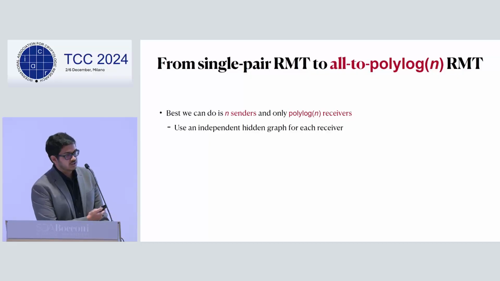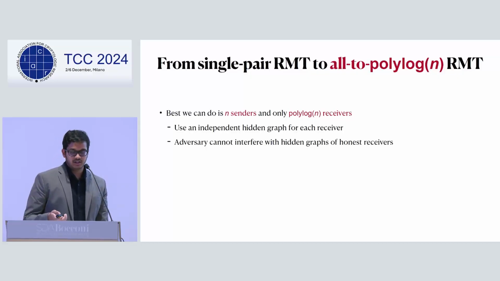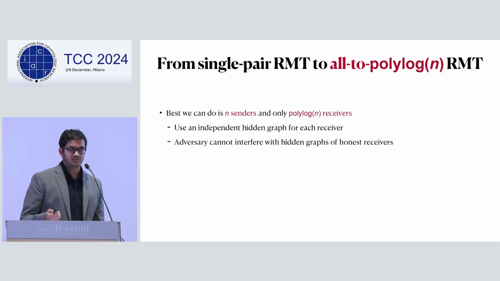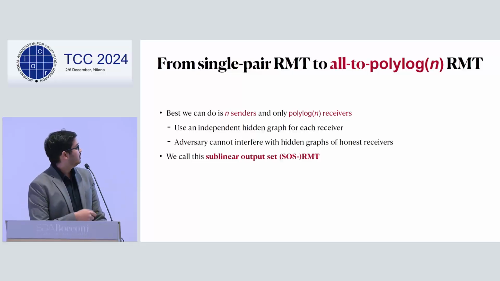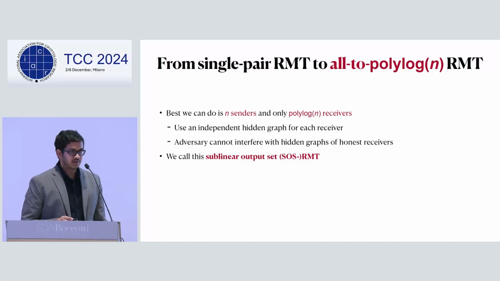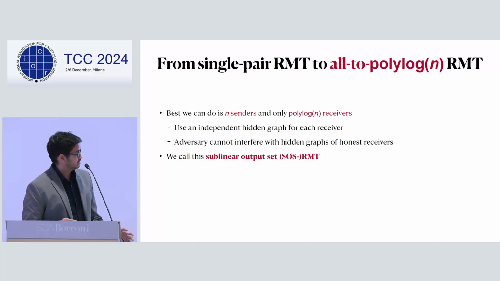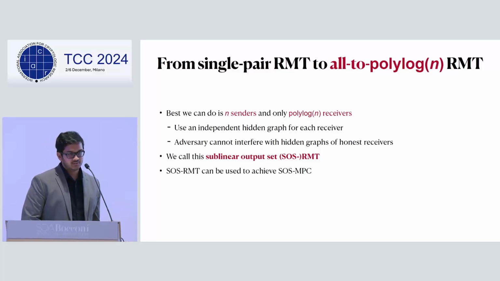The way to do this is to just use an independent hidden graph for each of the receivers. And the adversary can only interfere with the hidden graphs of corrupt receivers. The hidden graphs of the honest receivers are safe. And this we call sublinear output set RMT, since a sublinear number of parties get the output, and this is abbreviated to SOS RMT. And this can be used to achieve SOS MPC, where MPC output is delivered to a sublinear number of parties.